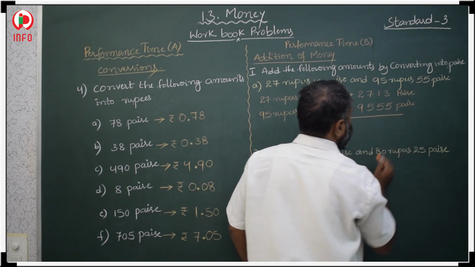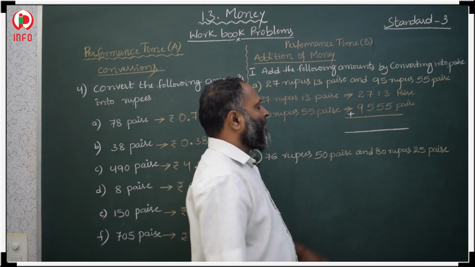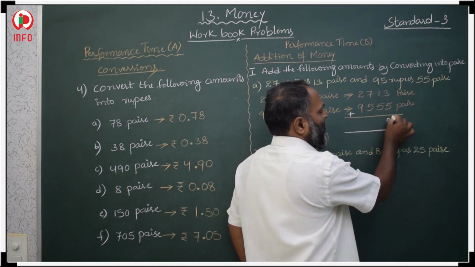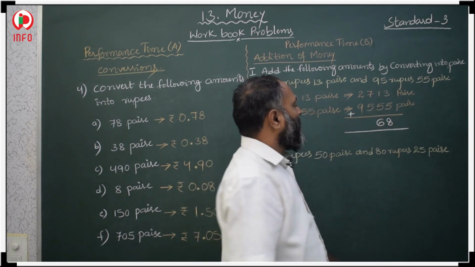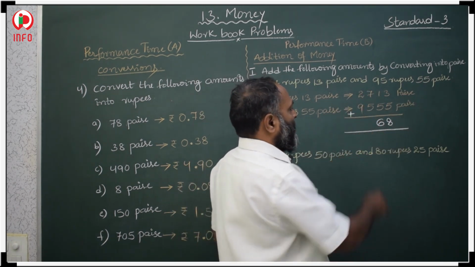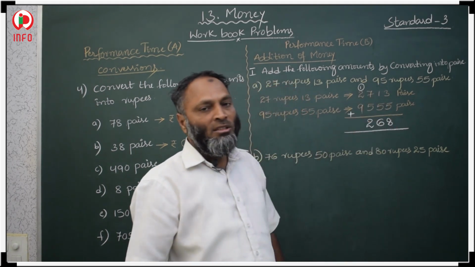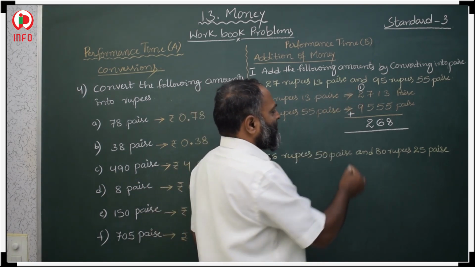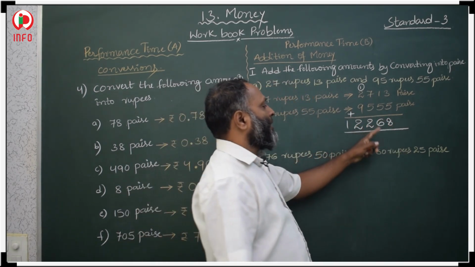Then addition. 5 plus 3: 5, 6, 7, 8. In the ones place 8. In the tens place 5 plus 1, 6. In the hundreds place 7 plus 5: 7, 8, 9, 10, 11, 12. 12 means 2 in the hundreds place and 1 we should carry over to the thousands place. Then in the thousands place 9, 10, 11, 12. Okay, so 12,268 paisa.